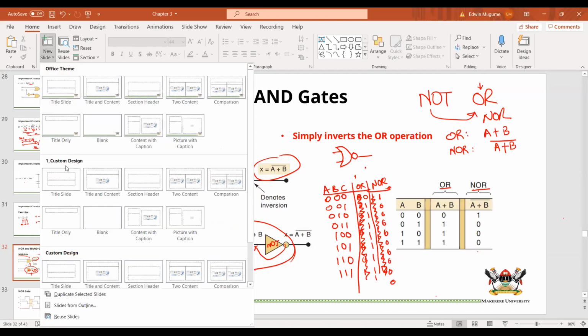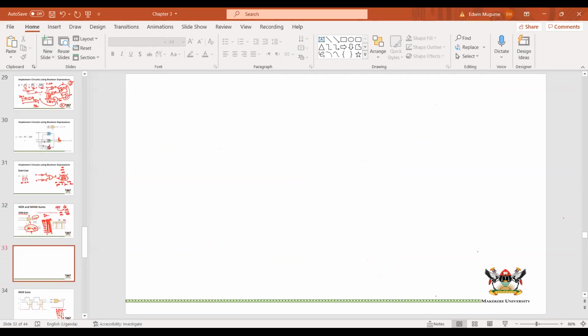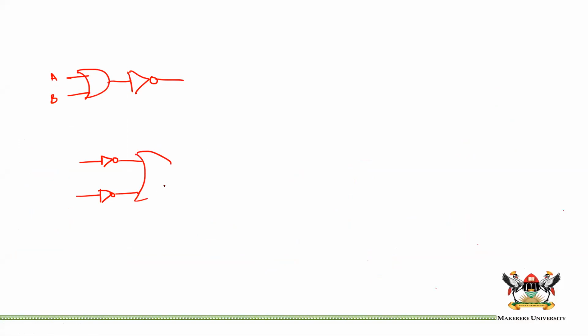So don't go off. Let me just draw something here to make sure that I understand what you're saying. Because we are saying that we have this as our NOR gate, A, B. So are you saying that we first individually invert A and B, then OR them, and then again we invert that again?